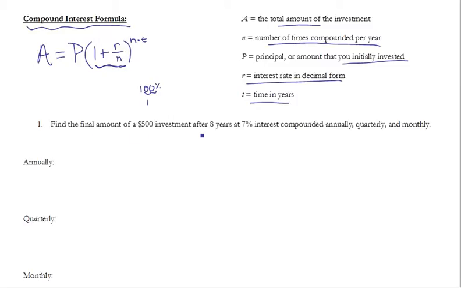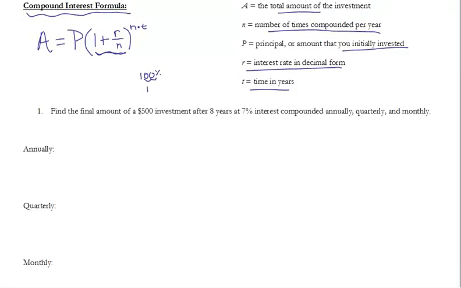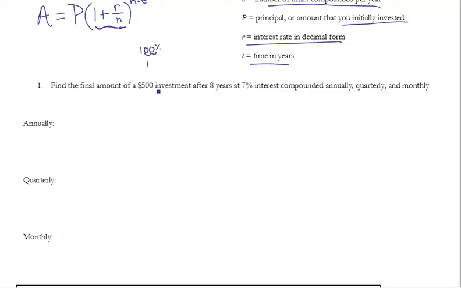Okay. And then T is time in years, R is interest rate in decimal form. Okay, so here's an example with actual numbers, so it might make a little bit more sense. So find the final amount of a $500 investment after 8 years at 7% interest. By the way, that's insane. If anyone tells you that amount of interest, take it or don't believe them because it might be fraud. But 7% is insane. 7% interest compounded annually, quarterly, and monthly.